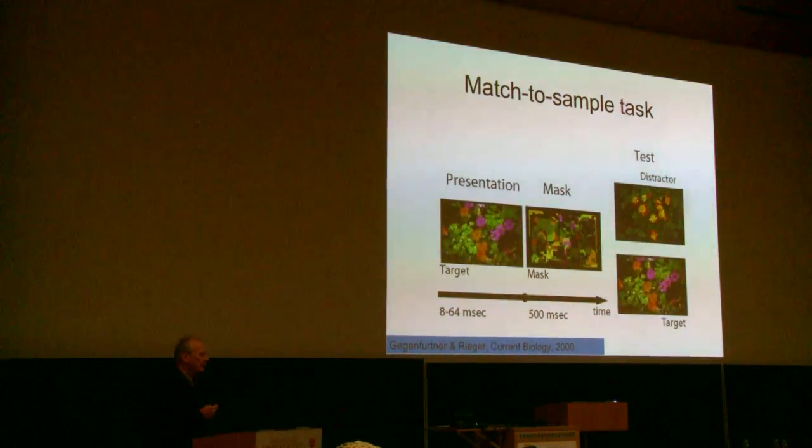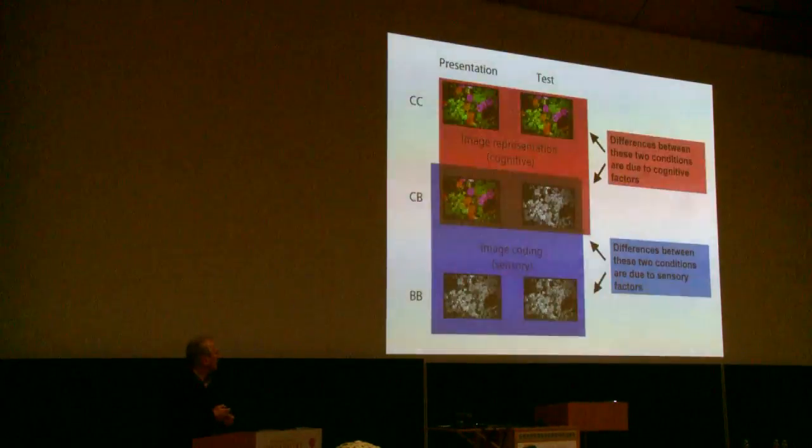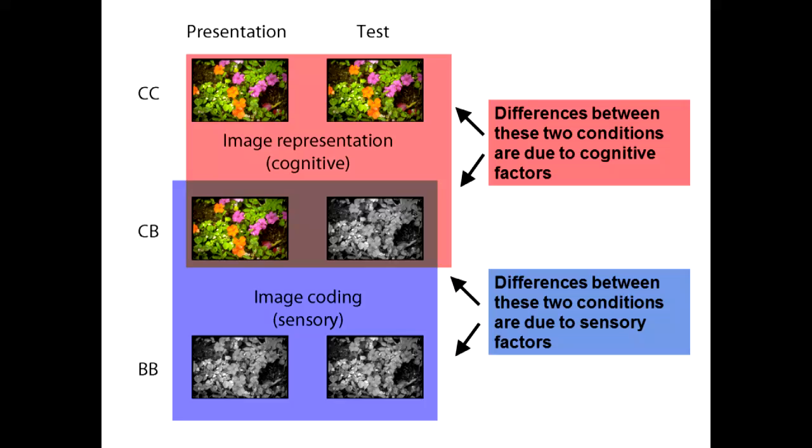And in this experiment we chose again the conditions where the images will be presented in color and then tested in color, or presented in black and white and tested in black and white, but also we added a new condition where the image would originally be presented in color, but then the testing would be done in black and white.